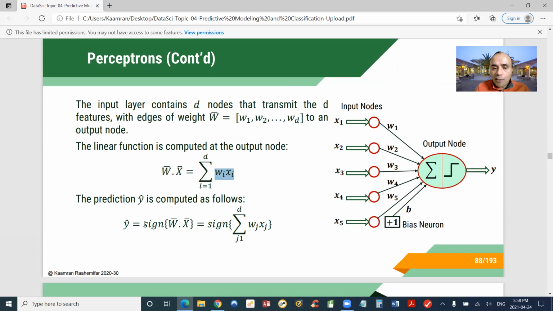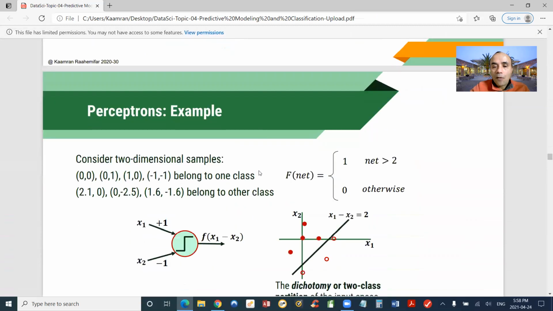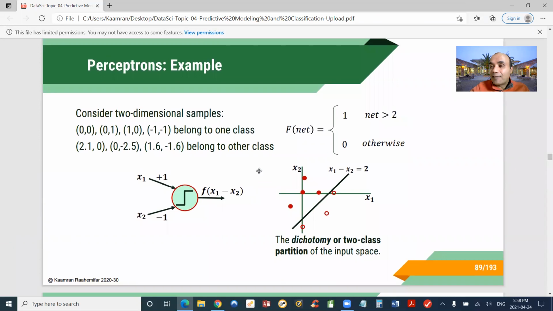And the sign function, this is going to be the function that is going to actually apply itself through a threshold, and this is going to be a step function. This example is important, and I want to discuss that in the next recording.